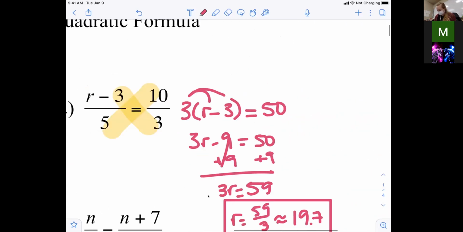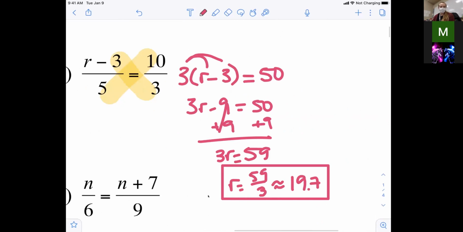The next one, similar idea, but I do want you to be careful with your distribution. So I'm doing 3 times r minus 3, and then 5 times 10. When you distribute your 3 in, you get 3r minus 9, add 9 to both sides, and then divide by 3. You can leave it as an improper fraction, or you can make it a decimal, just round one place after the decimal, and 19.66666 rounds to 19.7. So it's okay to get a decimal.